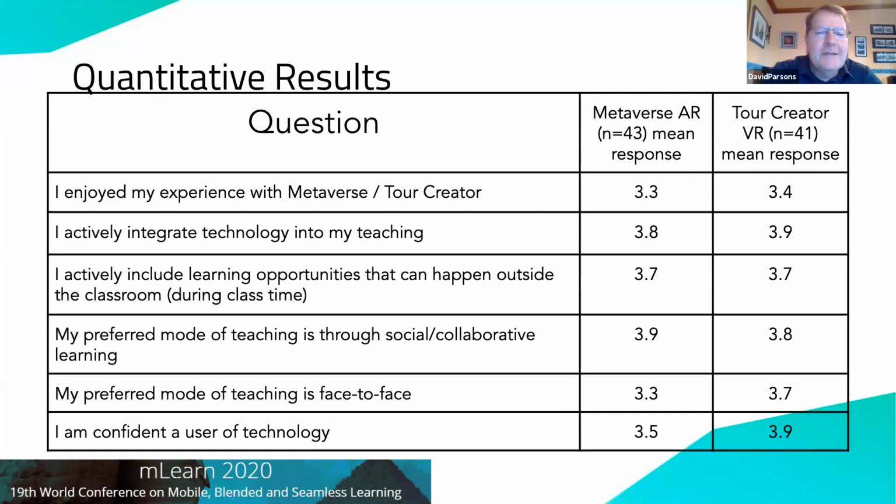These are the Likert scale results. As always, whenever you look at Likert scale questions, it's difficult to see whether there's very much going on. And as you can see, there really isn't much distinction between the questions we asked for either Metaverse or Tour Creator. Interestingly, they chose which one they wanted to do, and we got a more or less 50-50 split. So we got a reasonable comparison.